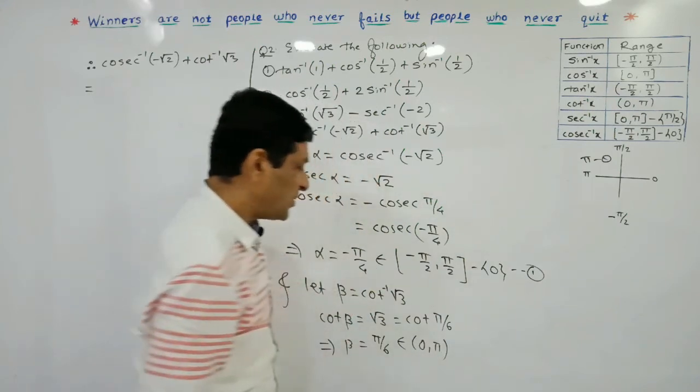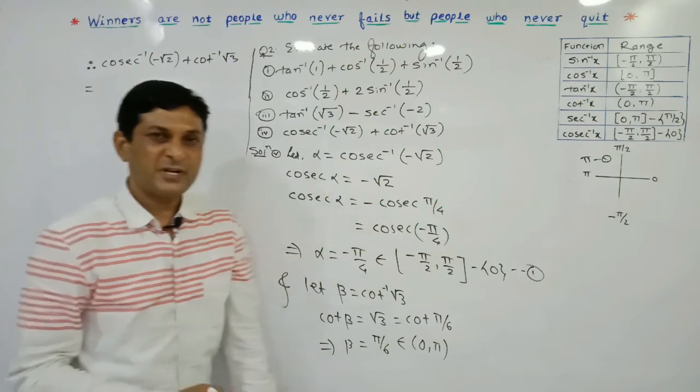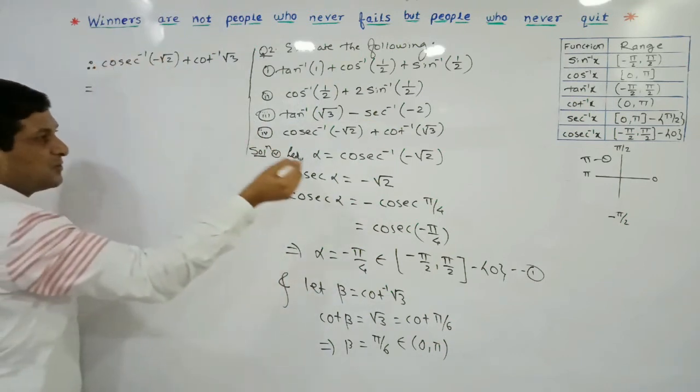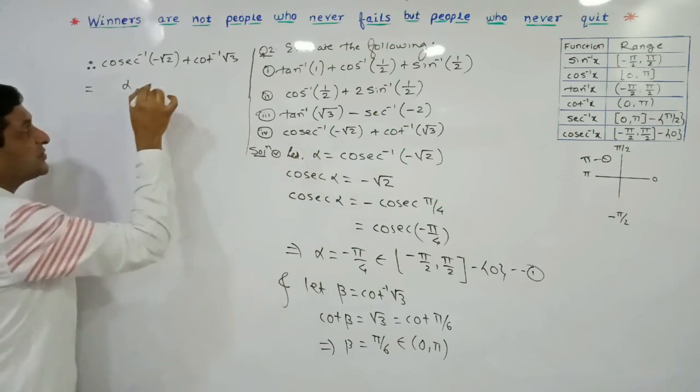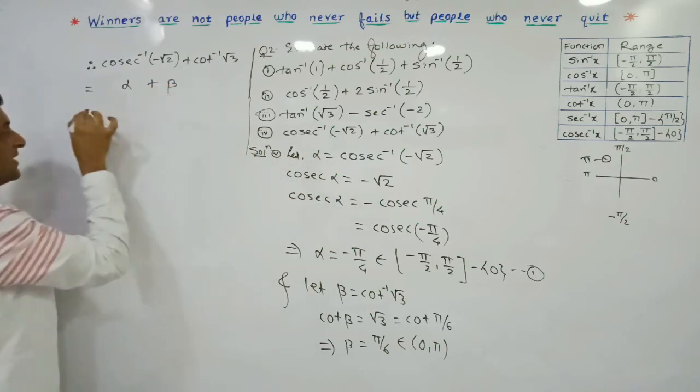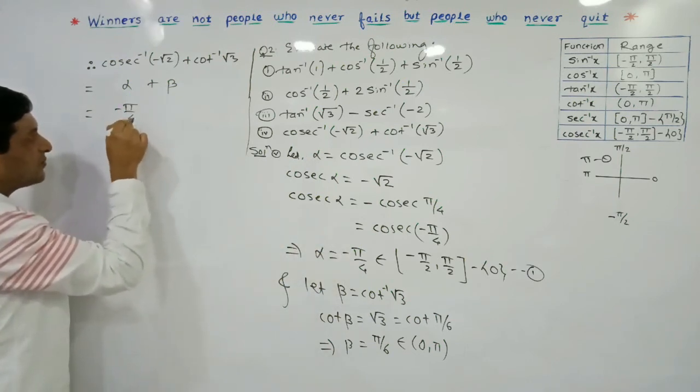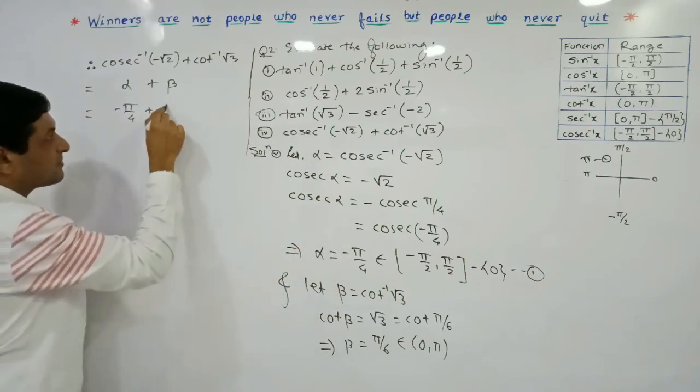So in this way we have got the value of both inverse trigonometric functions. The remaining part is just to substitute these values. This value we have denoted by alpha, and this value we have denoted by beta. The value of alpha we have got here is minus pi by 4, and the value of beta is pi by 6.